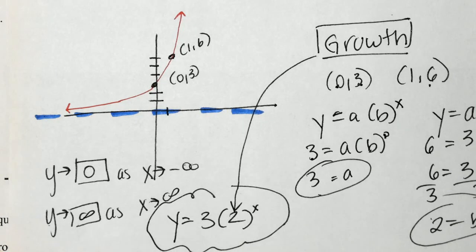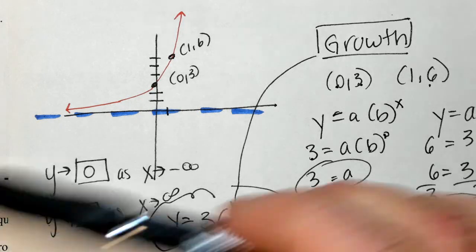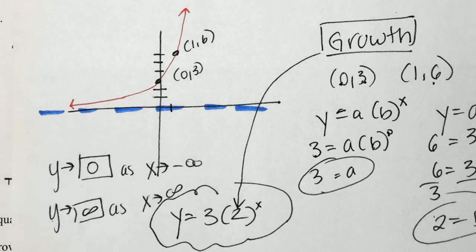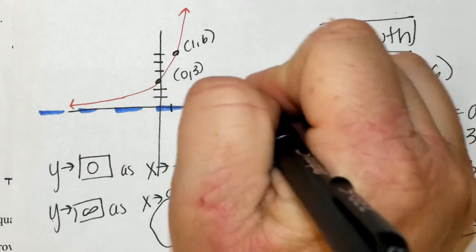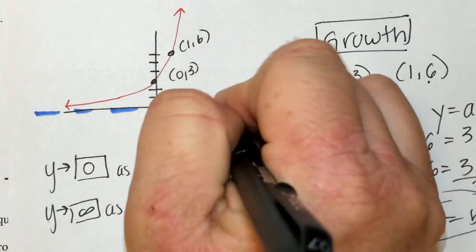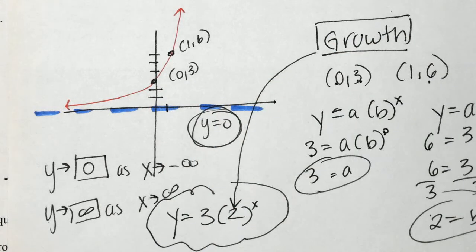Lastly, is there an asymptote? Is there a point that says, like, it's never going to cross this unless we translate it, we move it? Yep, that's the x-axis. So what is the equation? We can't write down x-axis. X-axis is y equals 0. This is the equation of the asymptote.